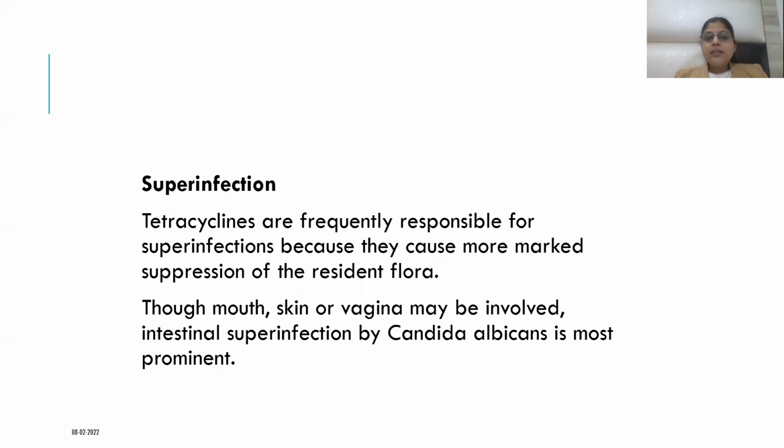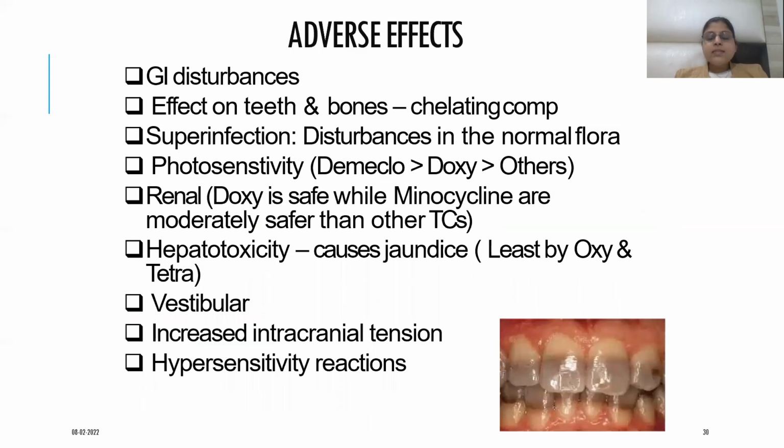Superinfections: tetracyclines are frequently responsible for superinfections because they cause more marked suppression of resident flora. So these can cause superinfection by Candida albicans. Mouth, skin, and vagina may be involved. This is the summary. They can cause GI disturbances, and they affect the teeth and bones.